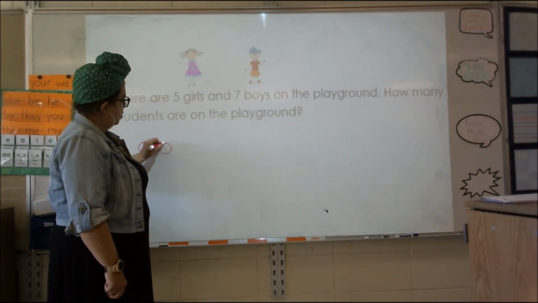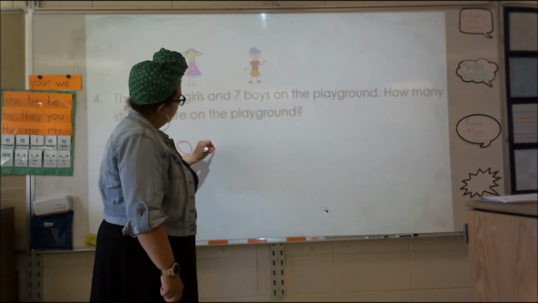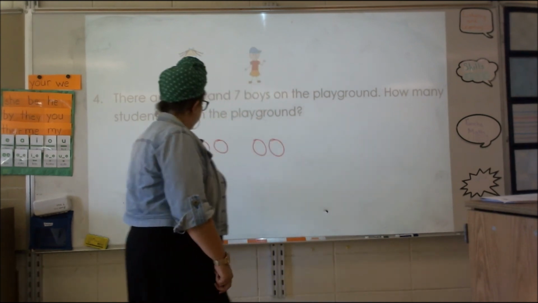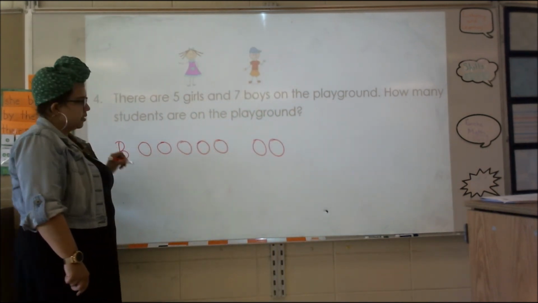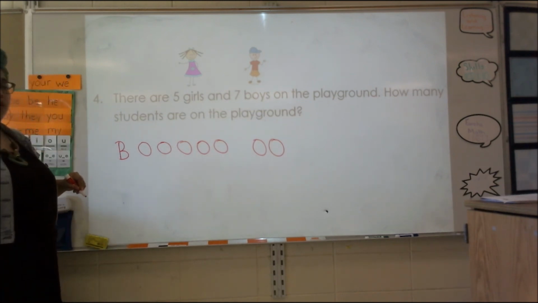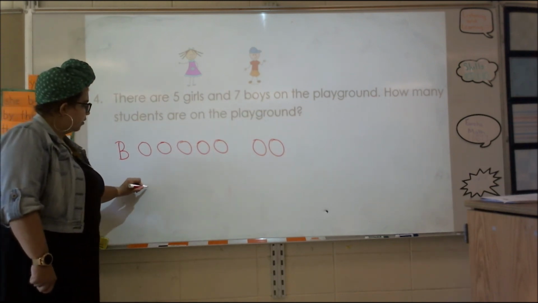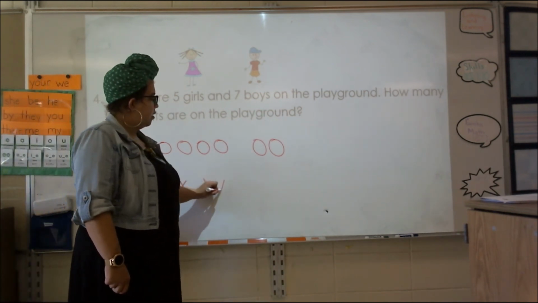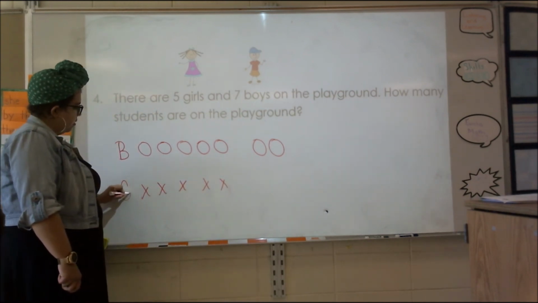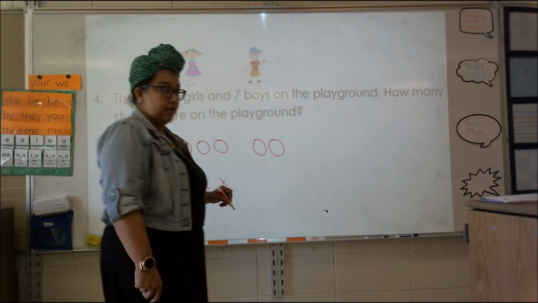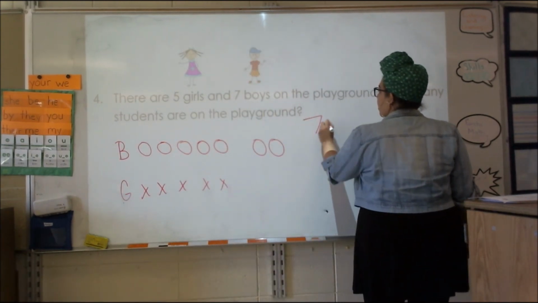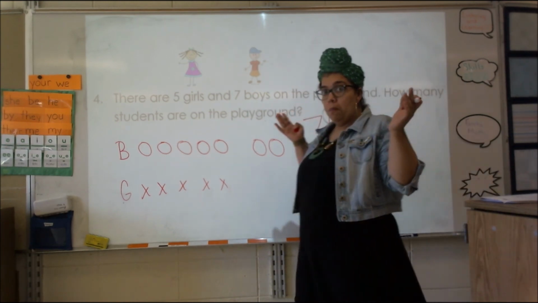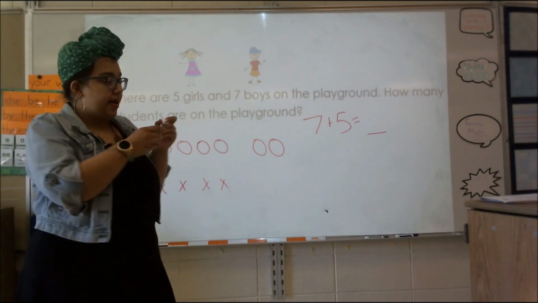1, 2, 3, 4, 5, 6, 7 boys. 7 boys. And how many girls? 5 girls. 1, 2, 3, 4, 5 girls. Okay, so in number sentence world, that is 7 plus 5 is equal to blank.